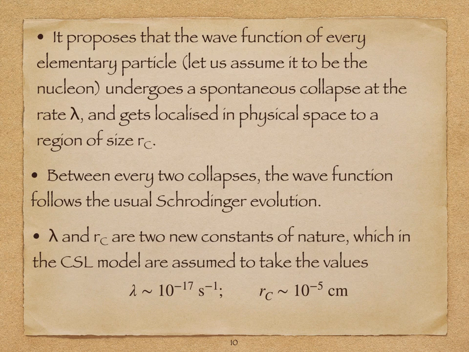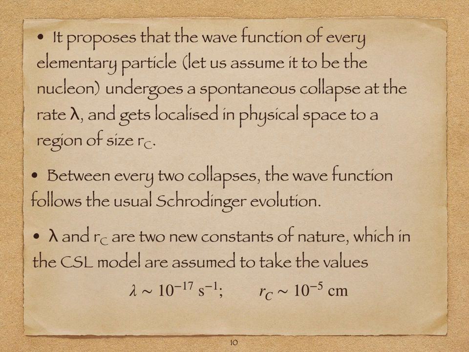So let's go over it once again. Suppose a nucleon is in a superposition of two states, like nucleon here and nucleon there, or any other superposition in position space. The wave function of such a state will undergo a spontaneous collapse at a rate lambda. That means lambda spontaneous collapses per second. That's what we mean by the rate: how often is it undergoing a spontaneous wave function collapse?